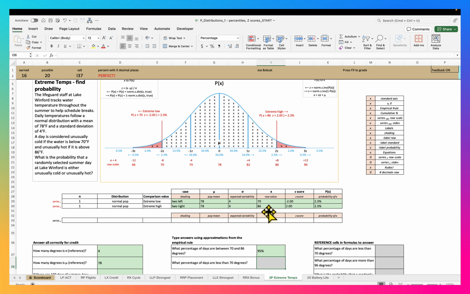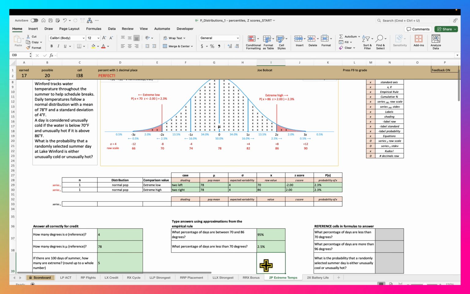What percentage of days are less than 70 degrees? So that would be over here. And that would have been 2.5%. When we were more precise, it was 2.3, but the empirical rule is pretty darn close.